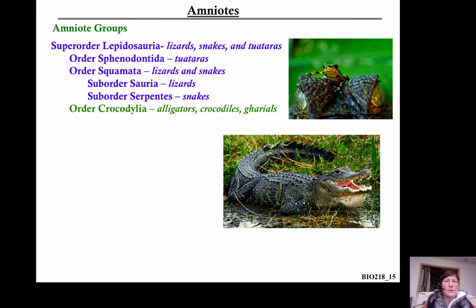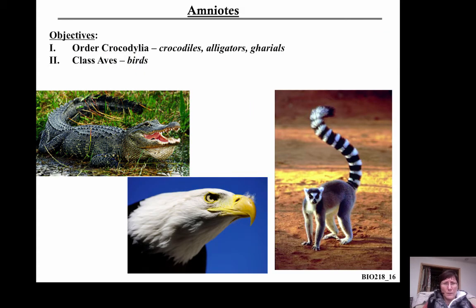Okay, and then last but not least are the crocodiles. Now, the order Crocodilia includes alligators, crocodiles, and gharials, which you may not be familiar with, but are really interesting crocodilians from India and Asia. But before I get there, it's important to note that the crocodiles are usually included with these other taxa listed here because traditionally they've been referred to as the reptiles or the Reptilia. But the Reptilia is not a monophyletic group.